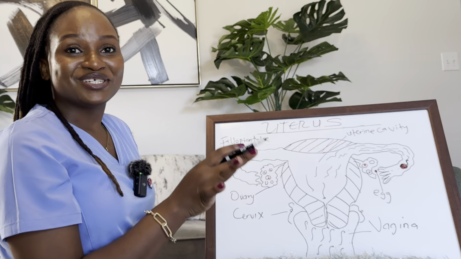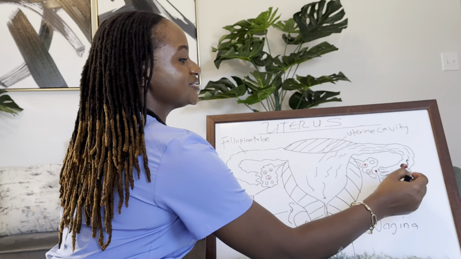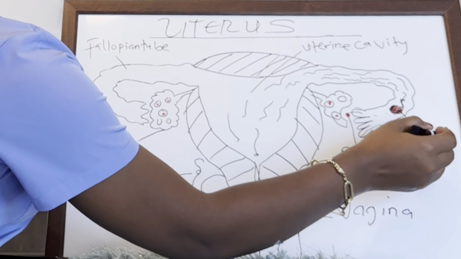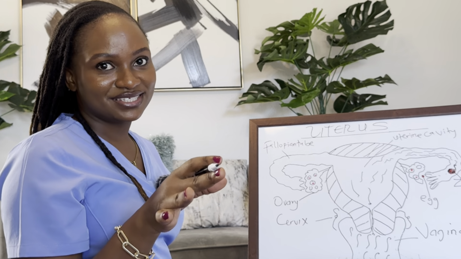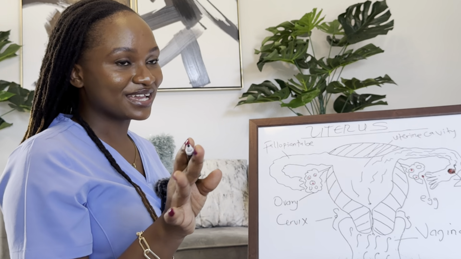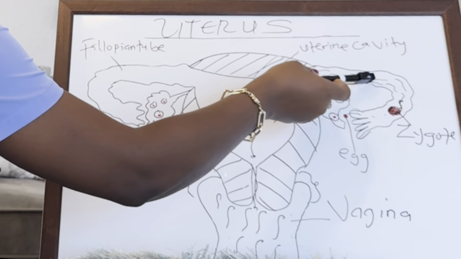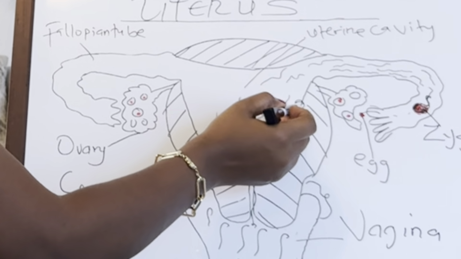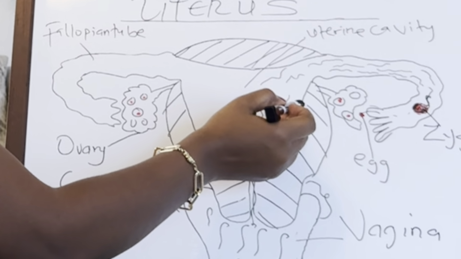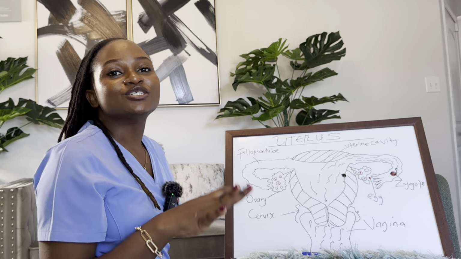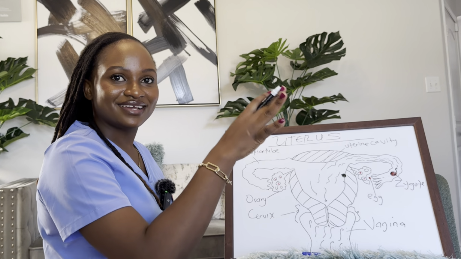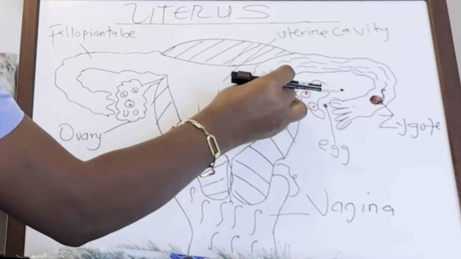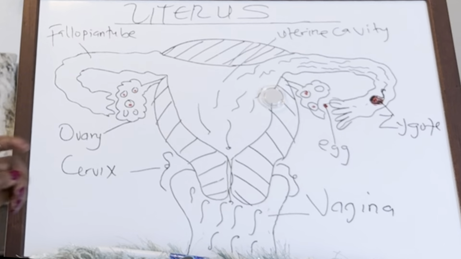Now, when fertilization occurs, this becomes the zygote. Then it takes about 5 to 6 days for the fertilized egg, which is the zygote, to journey into the uterine cavity, and when it gets here, it implants. So implantation usually occurs inside the uterine cavity. So this is your implantation.